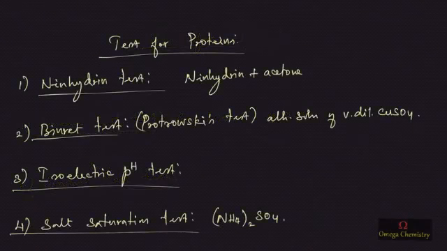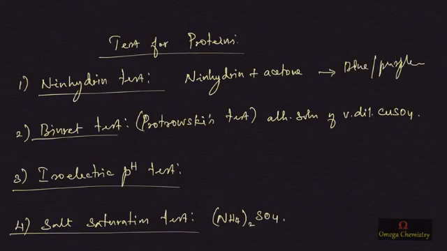The third one is test for proteins. In this part, we are going to look at a ninhydrin test first. So alpha amino acids will answer this test. Actually, a solution of ninhydrin in acetone is added with alpha amino acids to get a bluish purple color. When I add this, I'll get a blue or purple color, which is an indication for the presence of alpha amino acid.